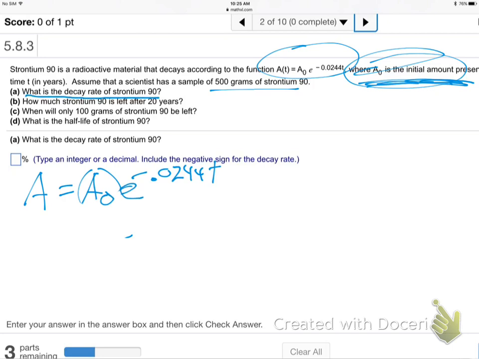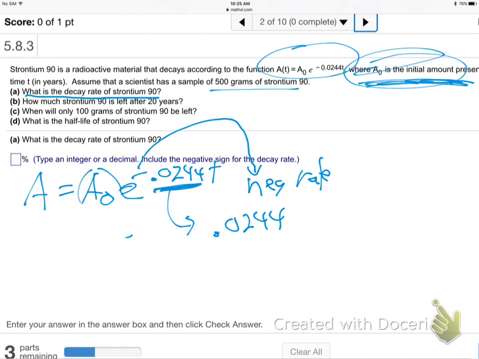What is the decay rate of the strontium 90? Well, this is the R, right? Remember PERT? This is the R. See how the rate is negative? Negative rate means decay. Positive rate means growth. See the last problem?